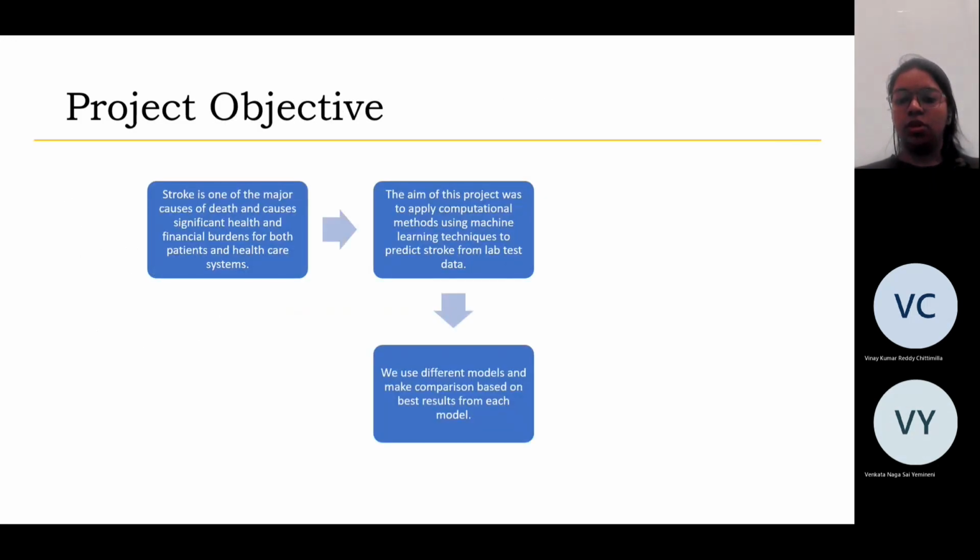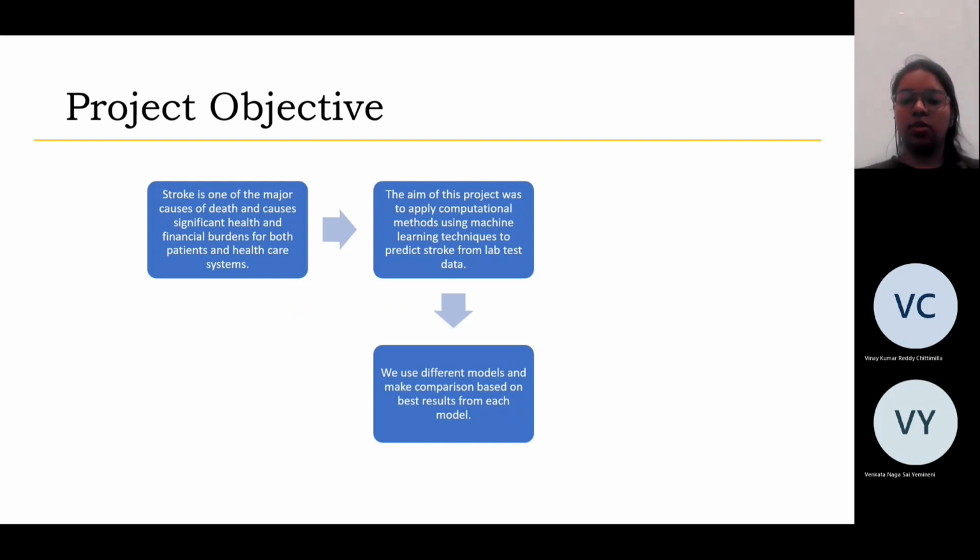Project objective. Stroke is one of the major causes of death and causes significant health issues, for example, emotional and physical issues, as well as financial burdens for both patients and the healthcare system. One of the important risk factors for stroke is health-related and patient history, which is becoming an increasingly important focus for the prevention of stroke.